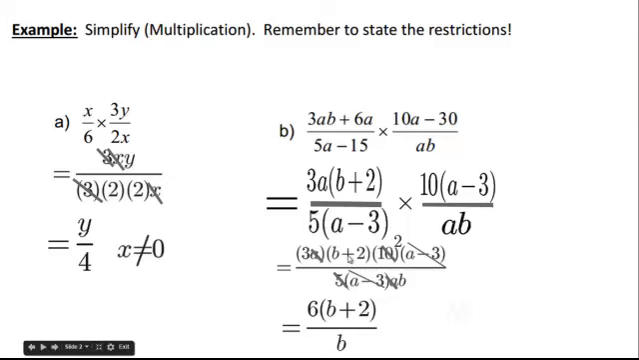So here we see that b cannot equal 0. If b equals 0 here, it didn't really matter what a is. B times 0 times anything would give you 0, and you can't have that. A can't equal 0, so again, same thing here. And a can't equal 3, because if this was 3 minus 3, it would be 0. 5 times 0 is 0. Okay.